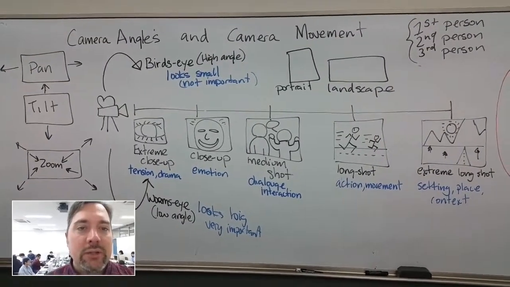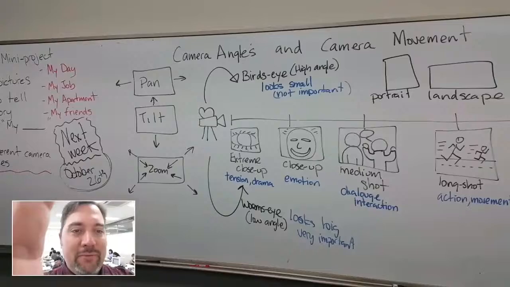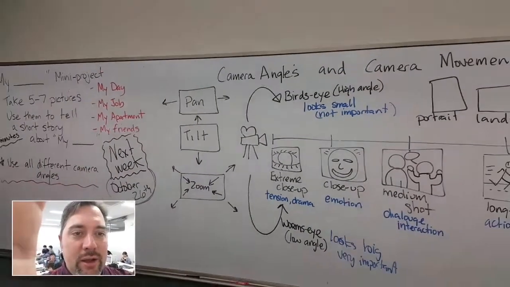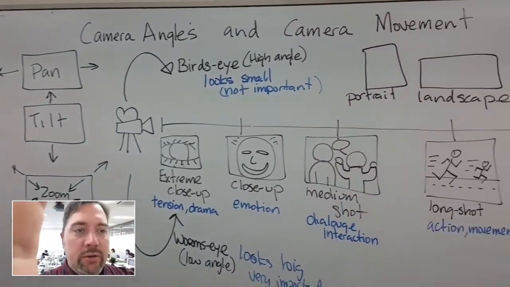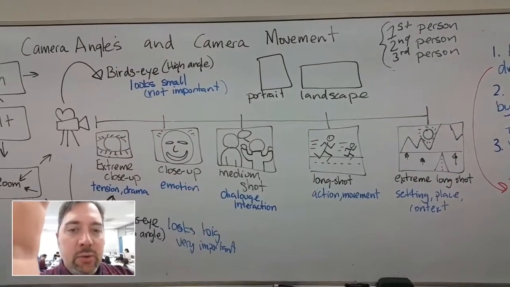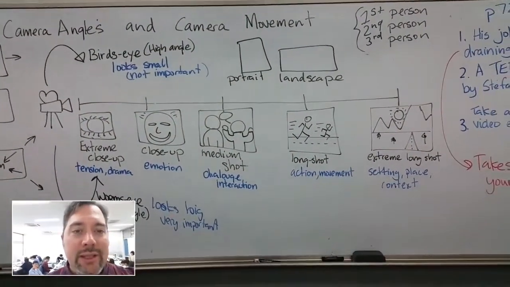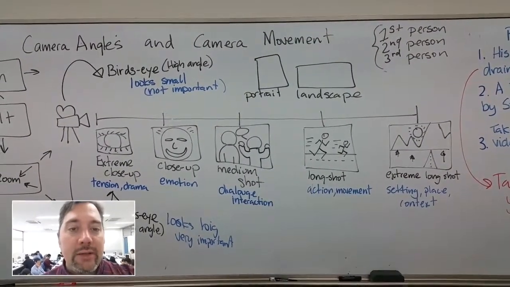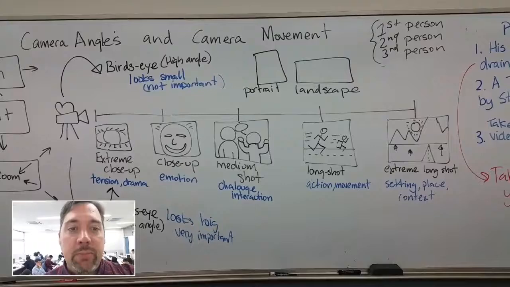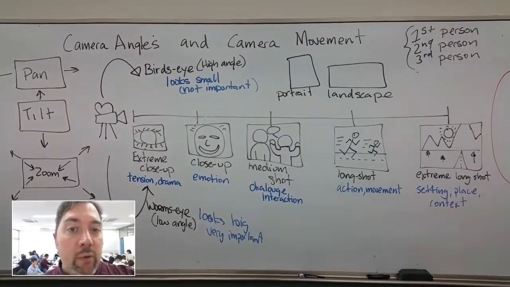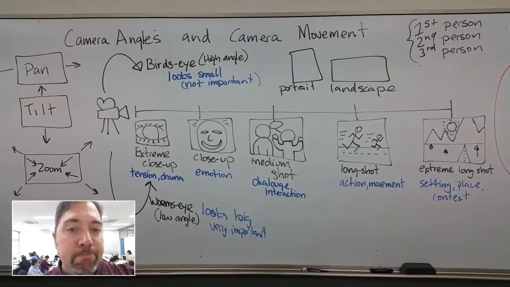So let's get started. We can see here, this is the camera in the center, and as we move along, you get further and further away from the camera. The distance from the camera to the subject, whatever you're trying to film, makes a big difference on the feeling and the presentation of that photograph or picture. So let's start very far away.